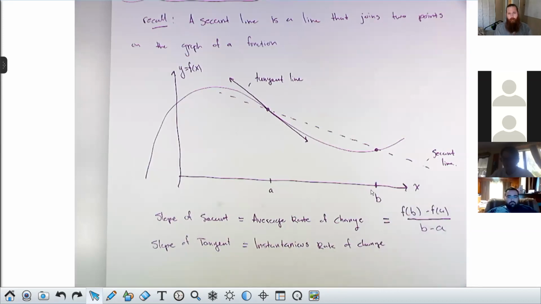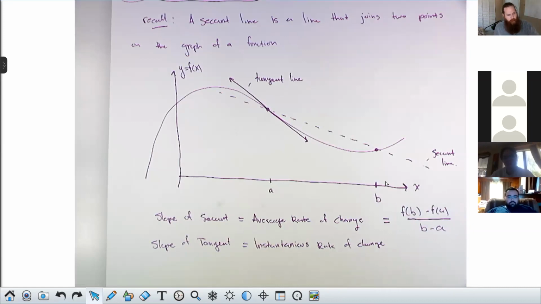So evaluating this expression where you send b closer and closer and closer to a becomes challenging. And that's why we need the tool of a limit. That's why we have the mechanism of limits. It's to allow us to interpret what happens as those numbers get closer and closer together.